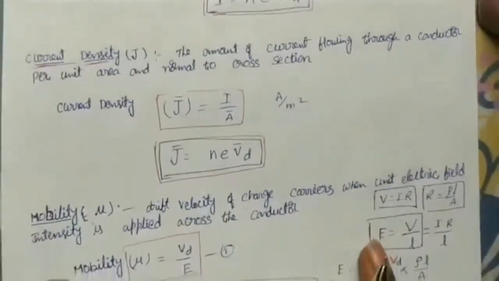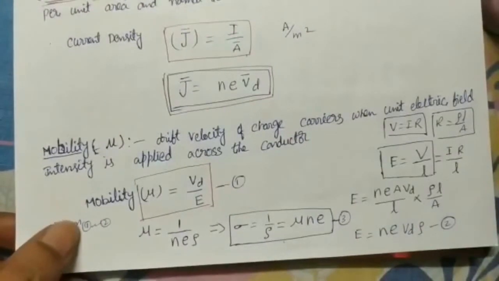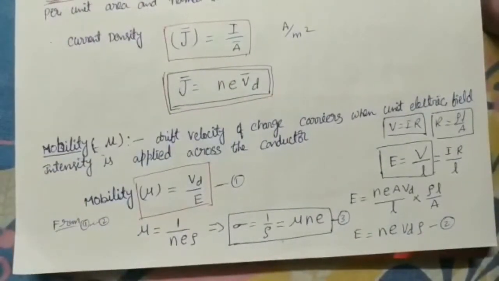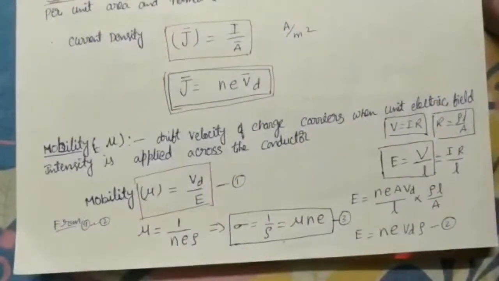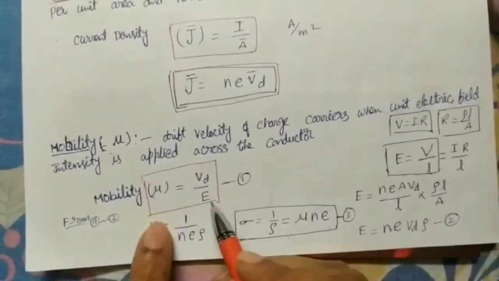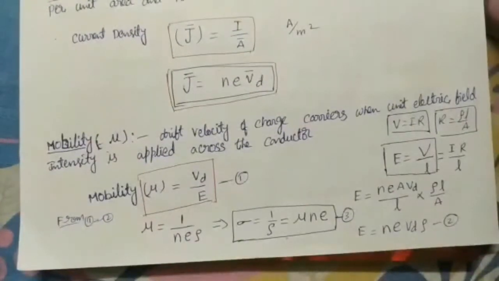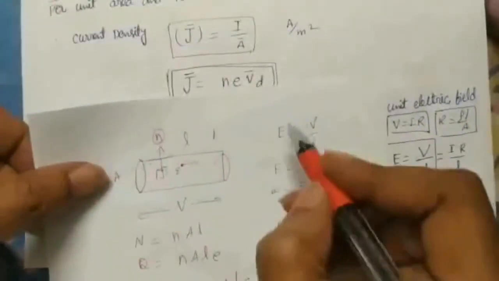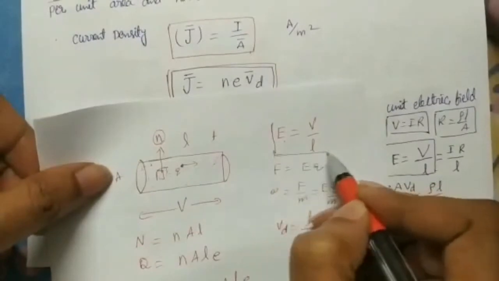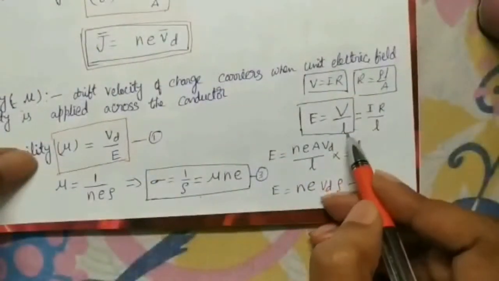After that we'll see the mobility of the charge carrier. What does mobility mean? It is the drift velocity gained by a charged particle when we apply unit electric field intensity. Mobility is equal to drift velocity by electric field intensity. We know that electric field intensity is equal to V by L, or V by d.